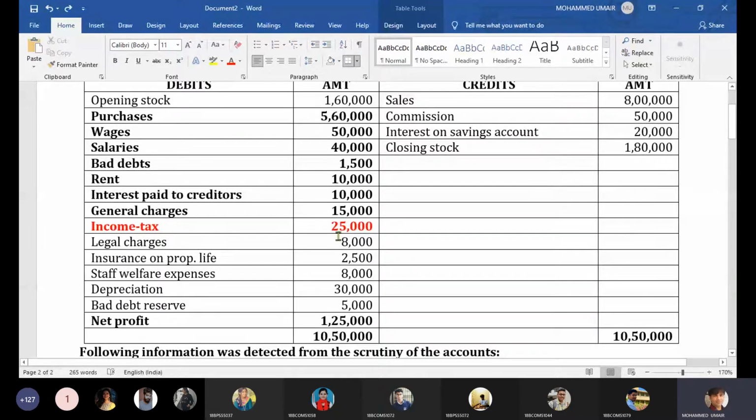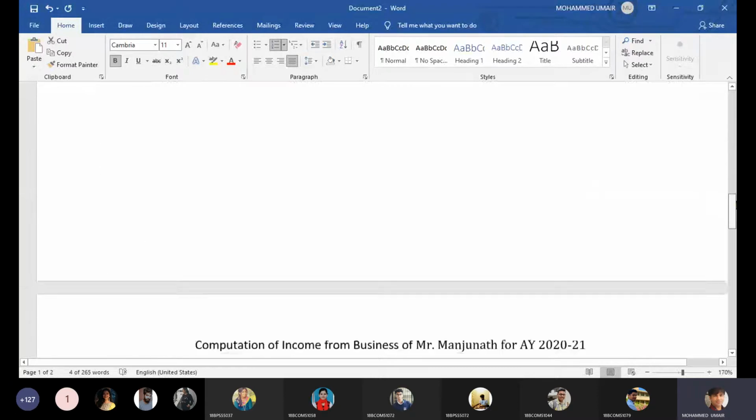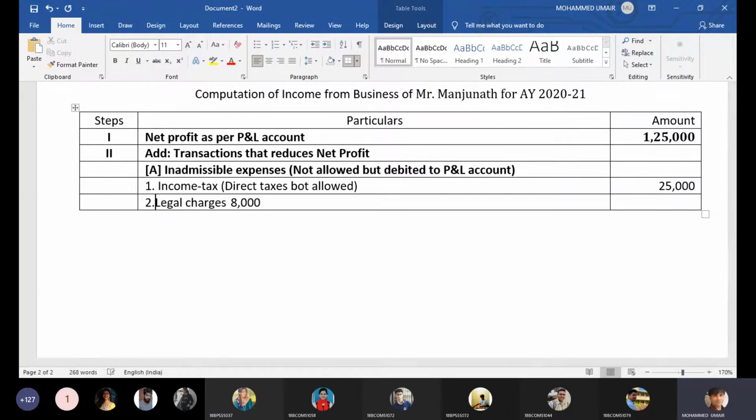After income tax, we have legal charges, and this transaction has certain adjustments. So let's see what the adjustments pertaining to legal charges are. Here we go. There are two adjustments in this. Let's come to them one by one. 8,000 is the total amount. So let's see what these are.